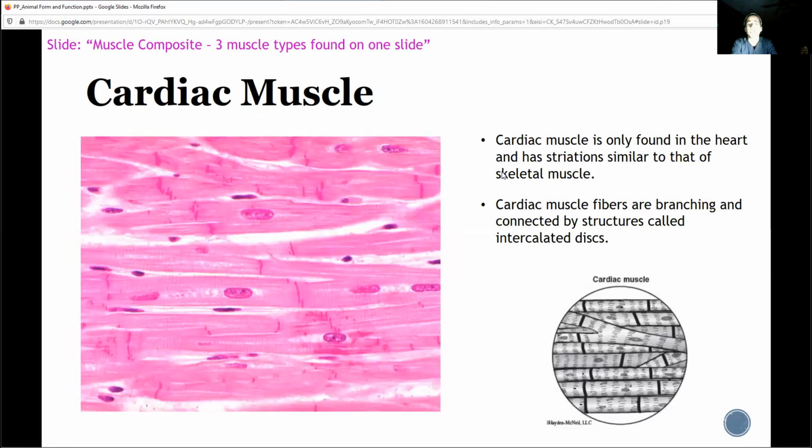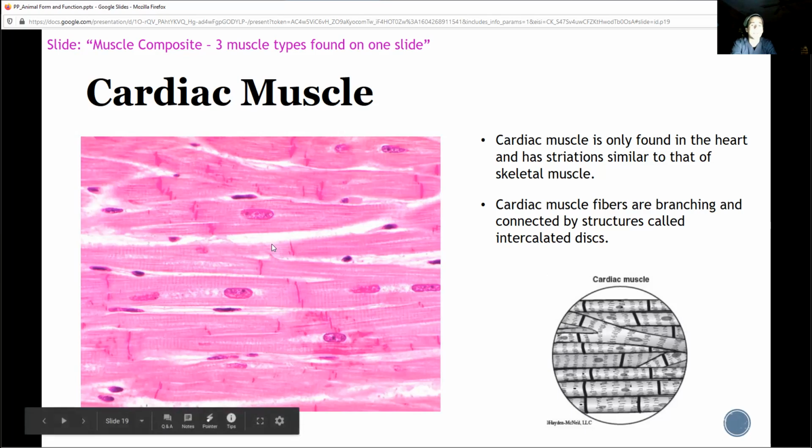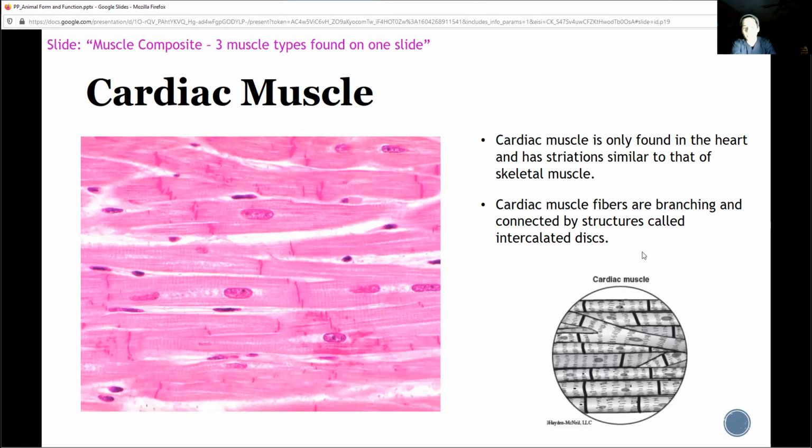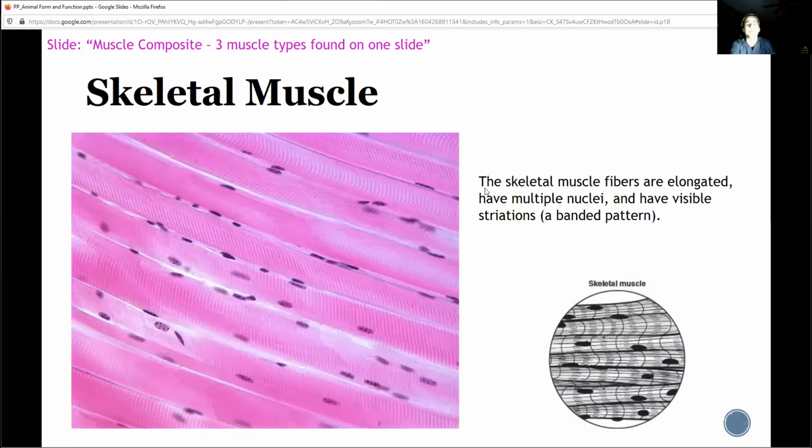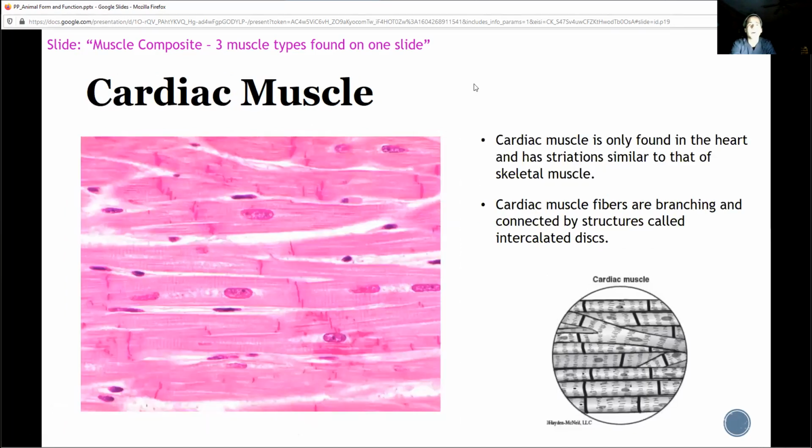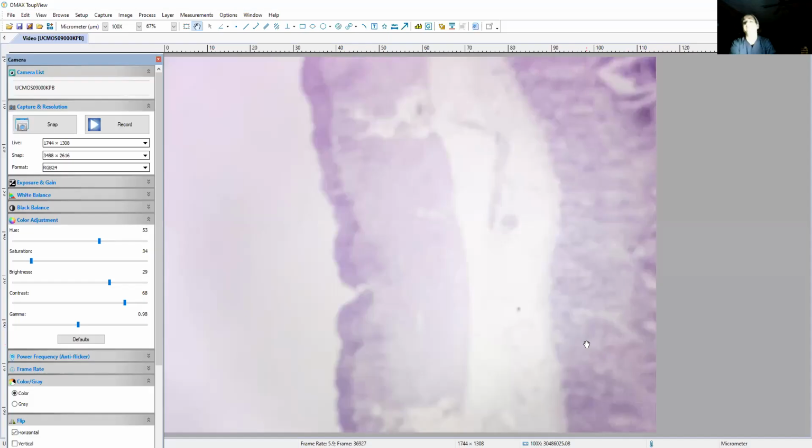And the last one is going to be cardiac muscle. Cardiac muscle means heart, so only found in the heart, has striations similar to that of skeletal muscle. However, those muscle fibers are branching and connected by things called intercalating discs. In this picture, you can see them there, there, there. Those are your intercalating discs. These are your nuclei. You see them branching, which is in stark contrast to our skeletal muscle. So let's go ahead and look at our examples of these three types on our real life example.